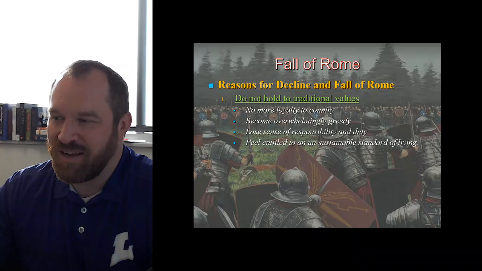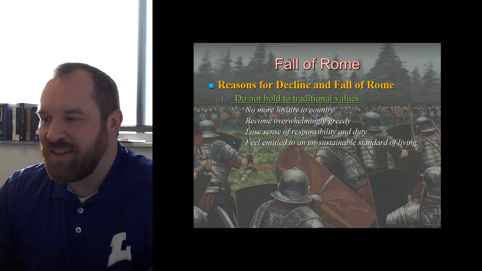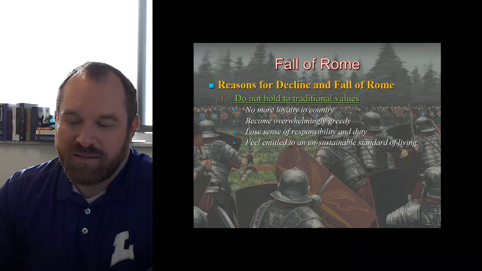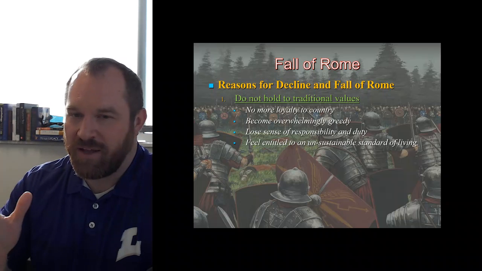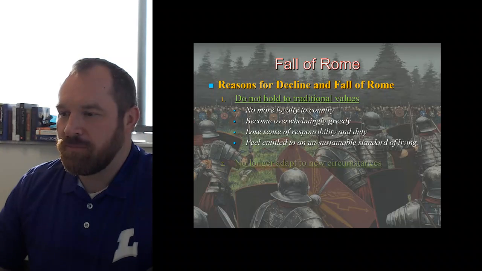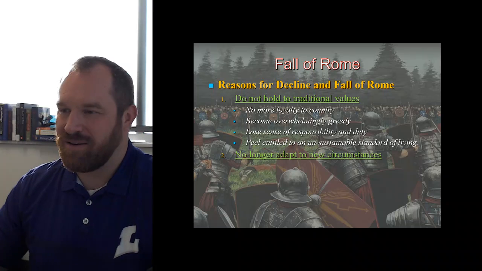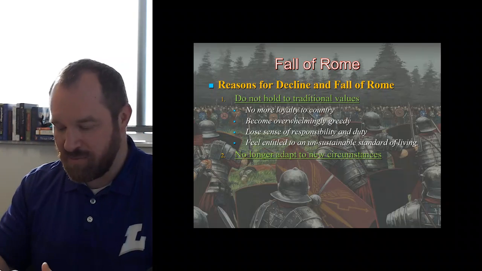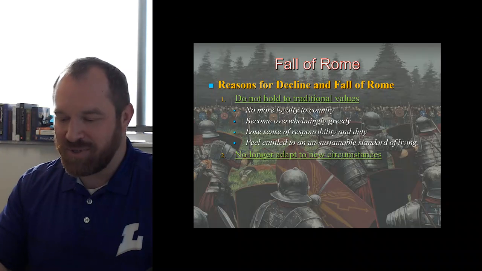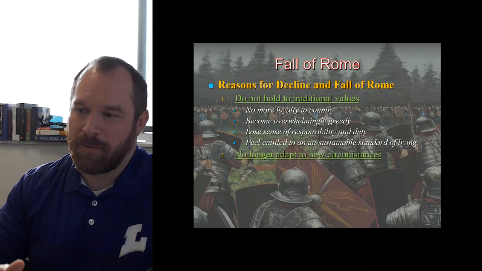And then there's also the idea of manipulating that, and that goes back to when I was talking about the whole bread and circuses thing earlier, when we were talking about growing problems within the empire in that earlier lesson. So now, that's all just one major reason, the idea of not holding those traditional values that made Rome, that allowed them to expand so well in the first place.